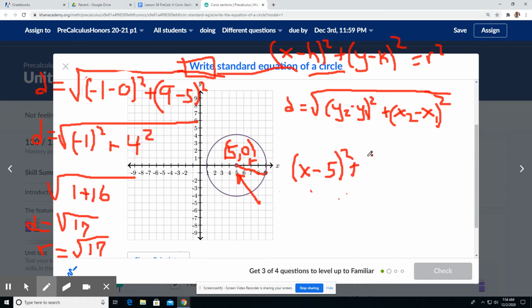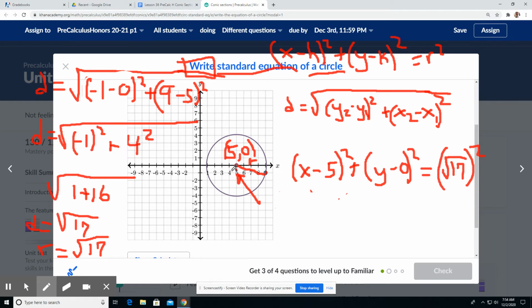plus y minus 0 quantity squared equals, and here's what I was saying, you just plug it right in. No need to do any fancy steps. Radius is square root of 17, and then it's the radius squared in our formula. So all that gets squared.